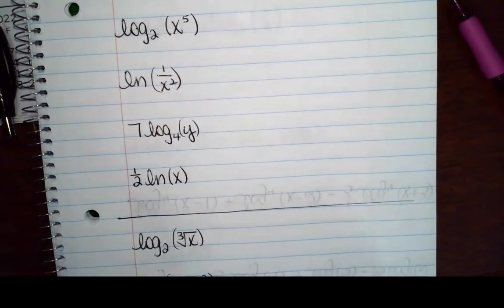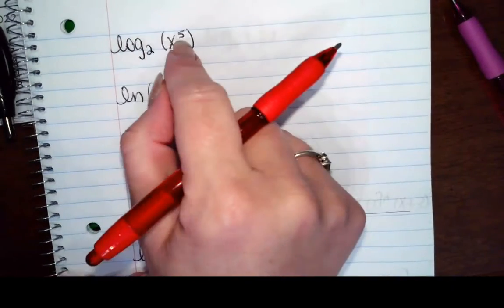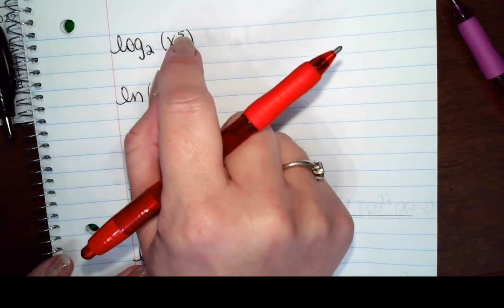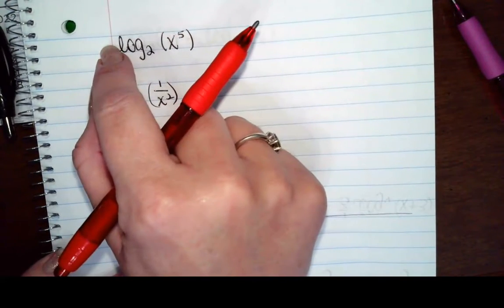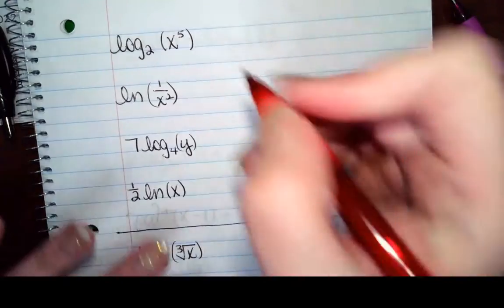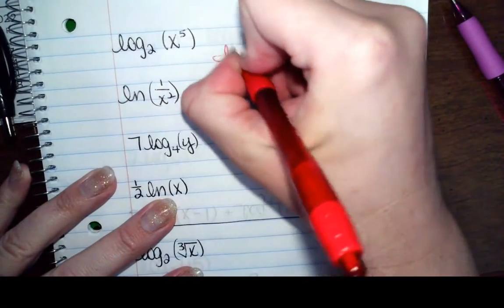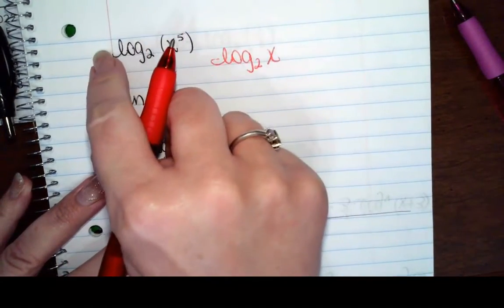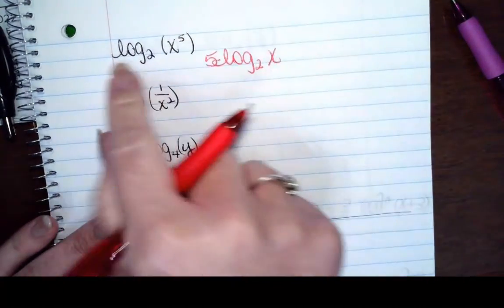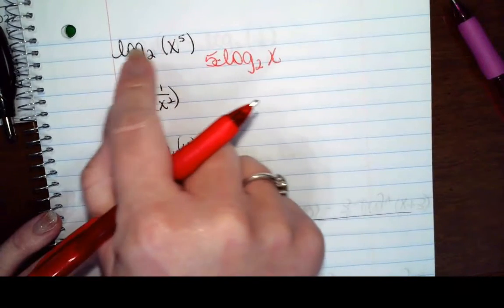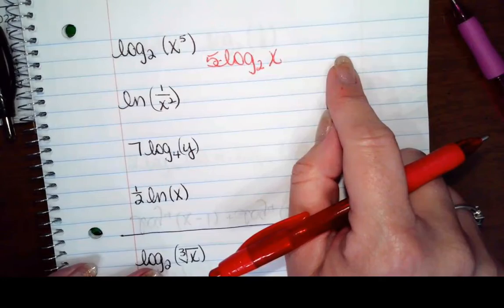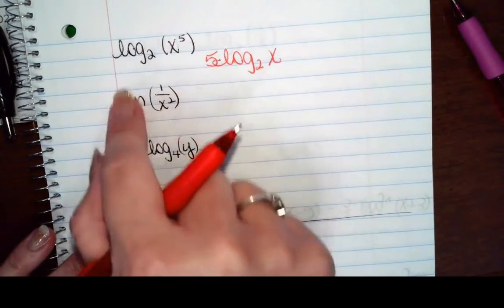If I have an exponent and I am expanding, then exponents are a no-no. What we can do is drop this exponent out front as a coefficient. So this is going to become log base 2 of x, but this 5 is going to drop out front as a coefficient. So I have expanded this. When you expand, you will not see any exponents. Okay, so I need to expand this one.